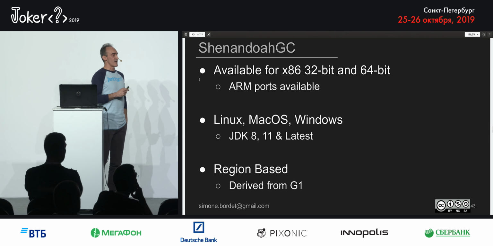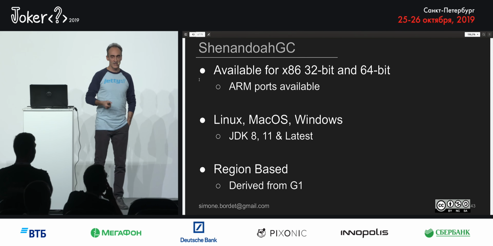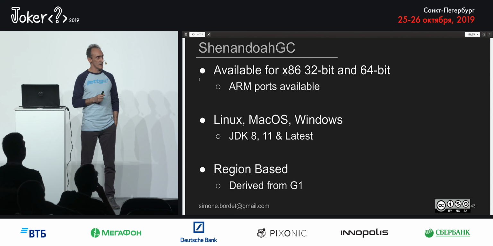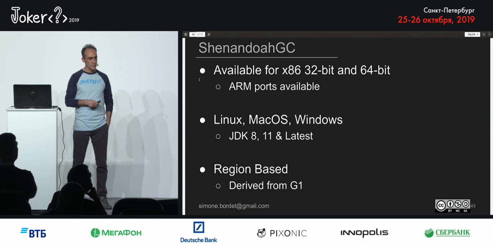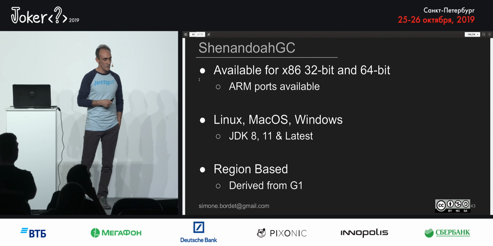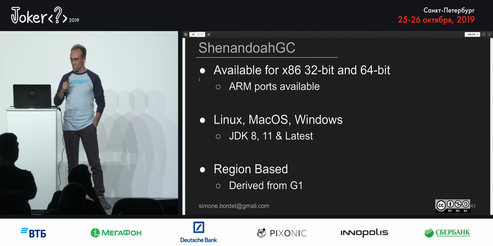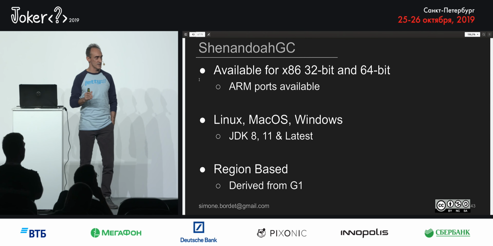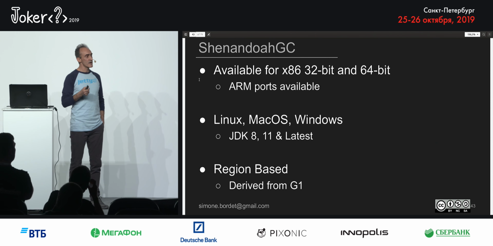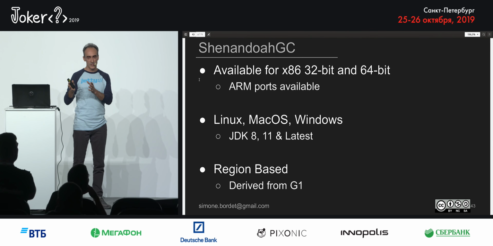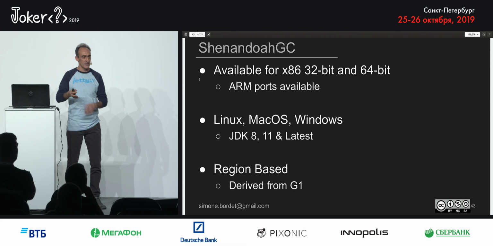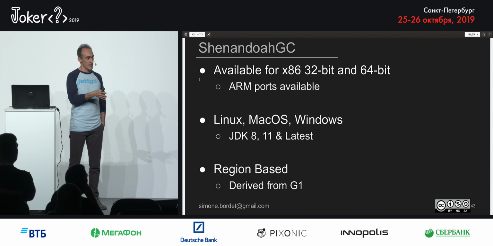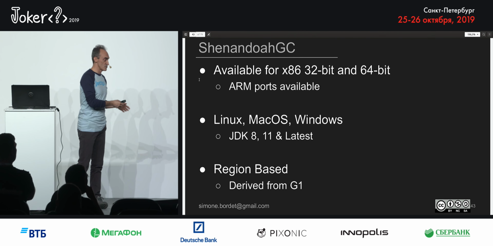The good thing about Shenandoah with respect to ZGC is that because it is derived from G1, it is available for all architectures, 32-bit and 64-bit. There are ARM ports available. It is available for Linux, Mac OS, and Windows. You can use compressed pointers. Not only that, I have to say that Red Hat did a wonderful job on this. They are backporting the Shenandoah garbage collector very actively from the current development, which is JDK, let's say, 14 and 13. They're backporting it back to JDK 11 and also back to JDK 8.